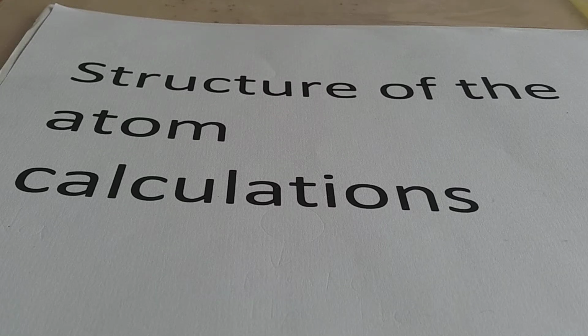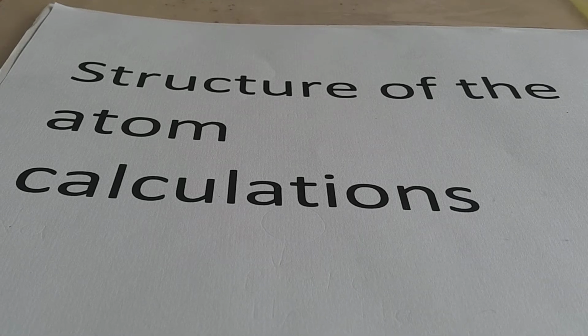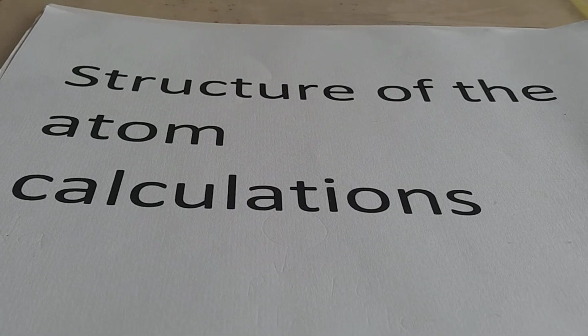Hello everybody, this is my first of a series of chemistry calculation videos. This is on the structure of the atom. In this I'm going to look at first of all the most basic of operations, being able to work out the number of protons, neutrons and electrons in an atom. And secondly, how to work out the average relative atomic mass of an element from its isotopes. So let's get started.